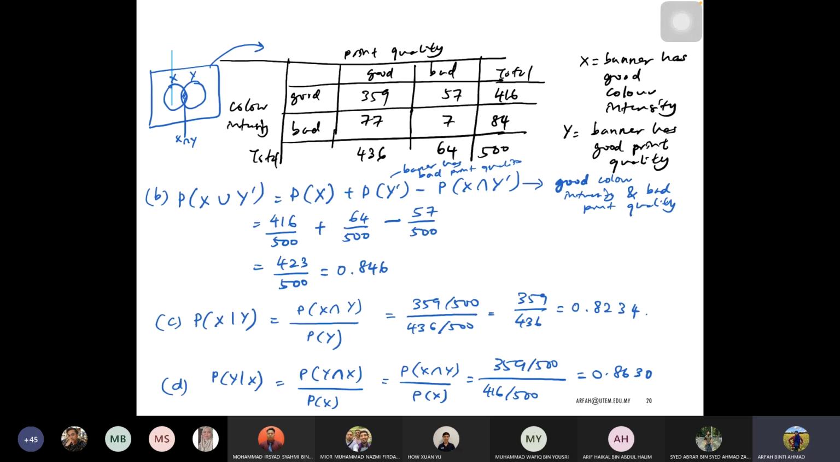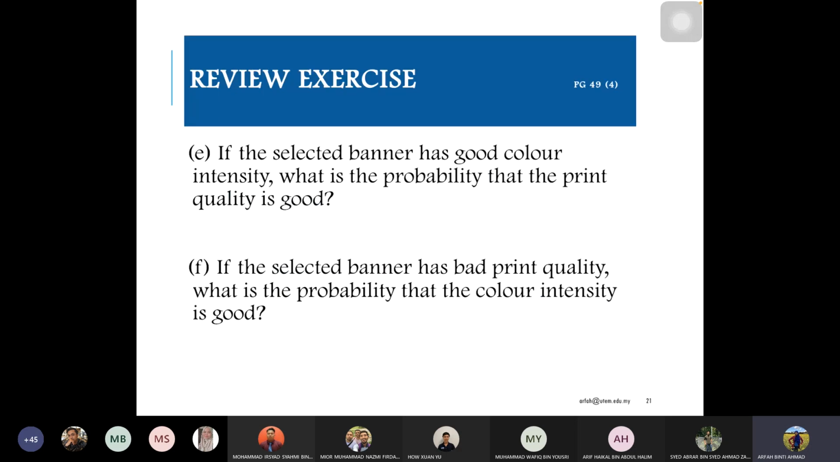So cuba tengok the next one. This one. Yang ini sambungan daripada tadi. So if the selected banner has good color intensity, what is the probability that the print quality is good?